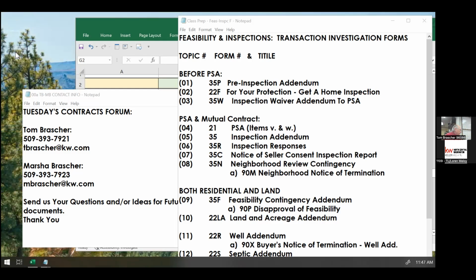In the last 4 sessions, spread out over about a month and a half, we dug into the topic of feasibility, inspection, and transactions, and anything that has to be investigated. What we came up with is that before the PSA, there's Form 35P, 22F, and 35W. These are pre-inspections, things for protecting someone before they make an offer, to be able to have a pre-inspection with the seller and the conditions for that. We went through that. And then there's the inspection waiver form, and we went through that. So those are topics 1, 2, and 3 that we did first.